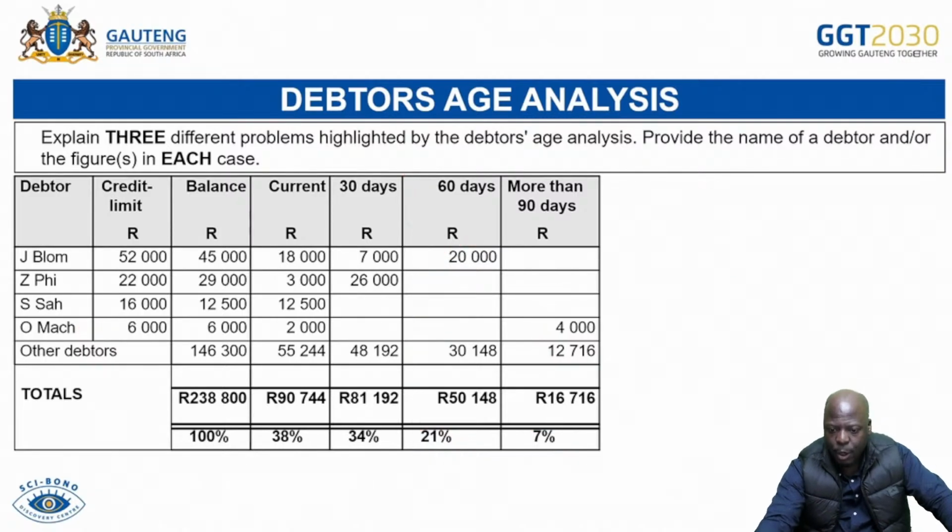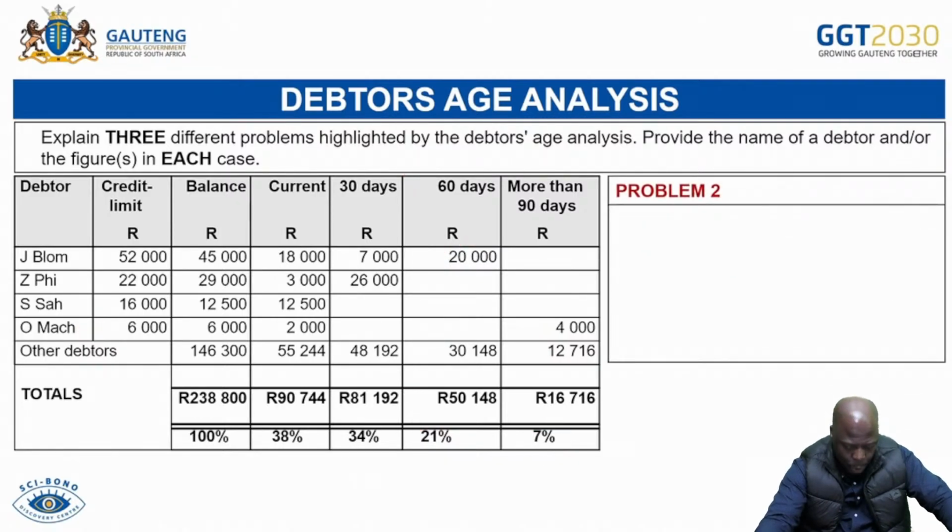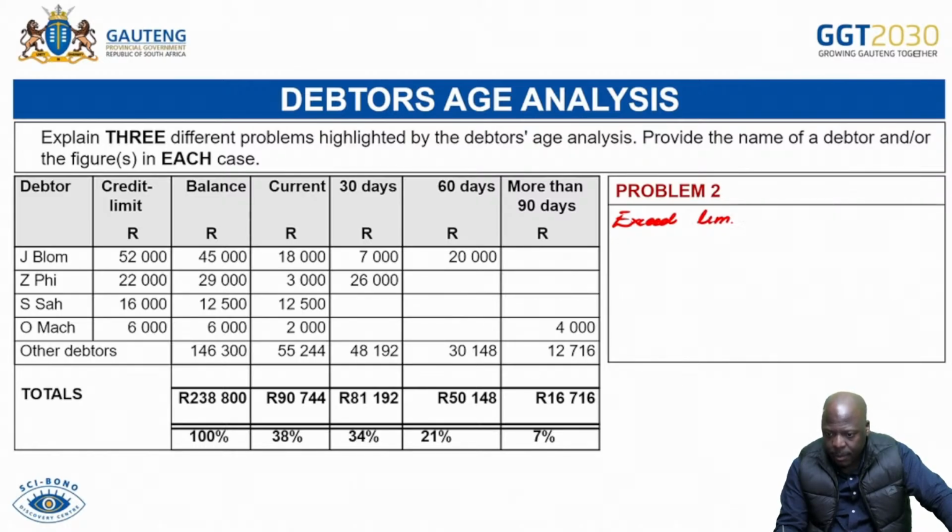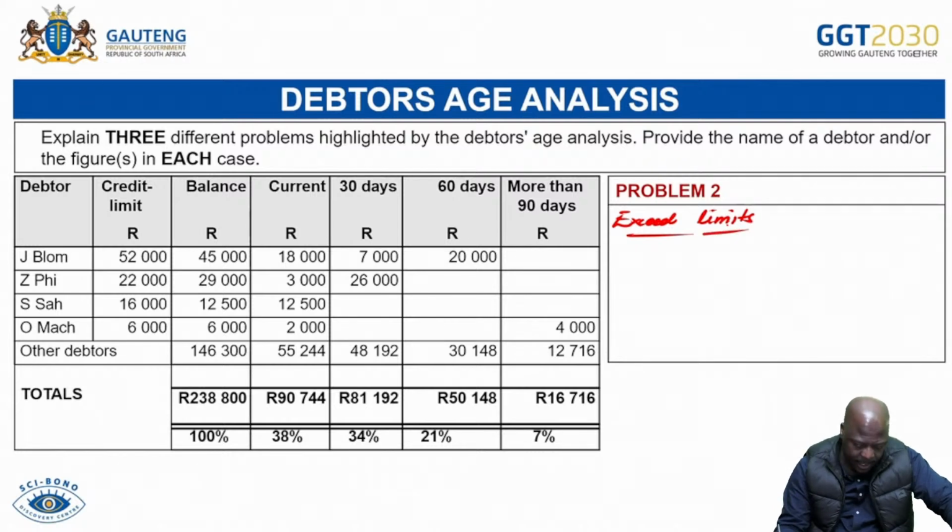Okay, let's go on to problem number 2. We want to see if we have any debtors that have exceeded their limits. Do we have any debtors that have exceeded their credit limits?